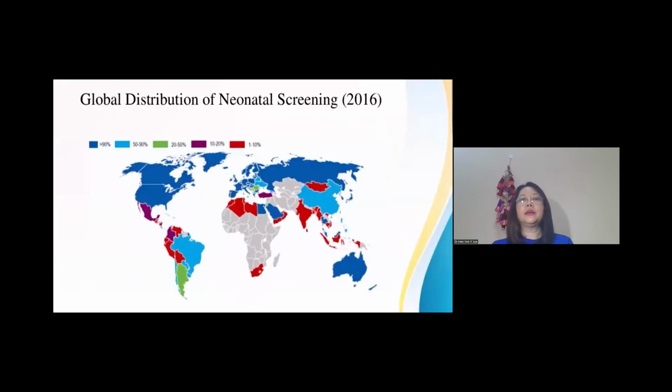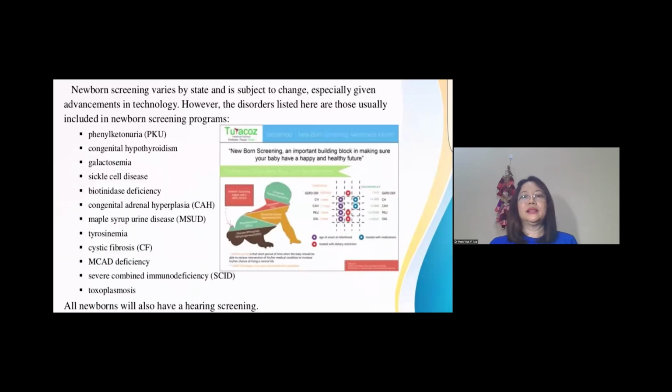And globally, the newborn screening program looks like this map. You can see the areas shaded in dark blue have a prevalence of more than 90%. Newborn screening is prevalent there, and the areas shaded in red have a prevalence of only 1 to 10%. That includes our country also, so newborn screening is a societal challenge in our country. So these are the disease conditions included in newborn screening, but in high income countries, the diseases can be more than these ones.